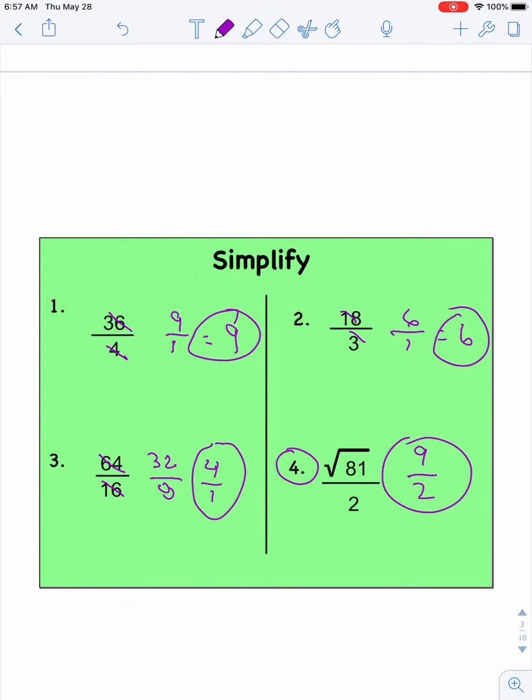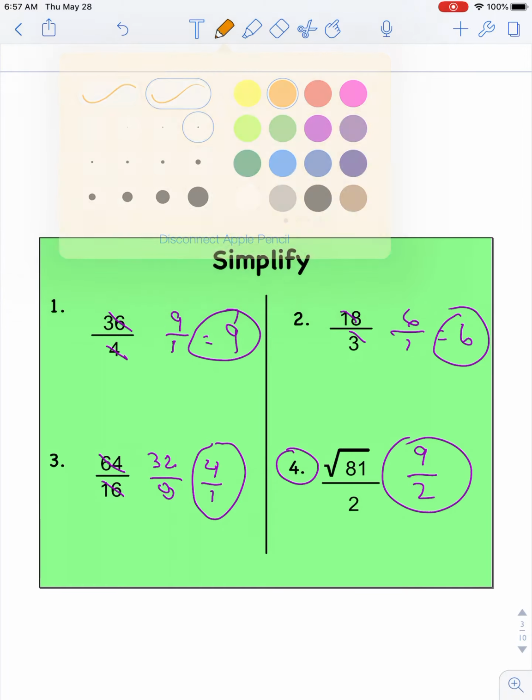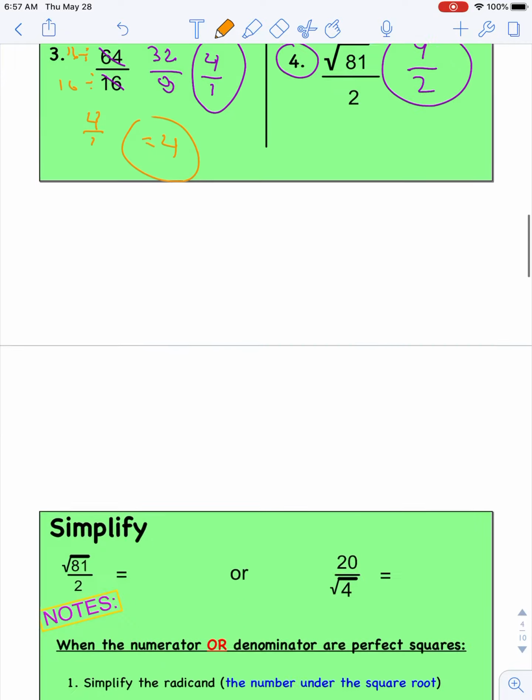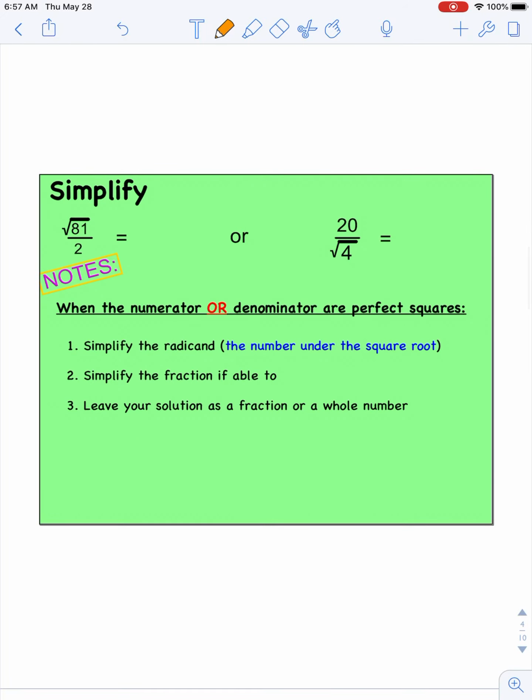Just like when you reduce a fraction, if you didn't notice that 4 goes into each of these, or sorry, that 16 goes into each of those numbers. So if you would have just divided this by 16 right away, you would have gotten that this is 4 over 1, or 4.